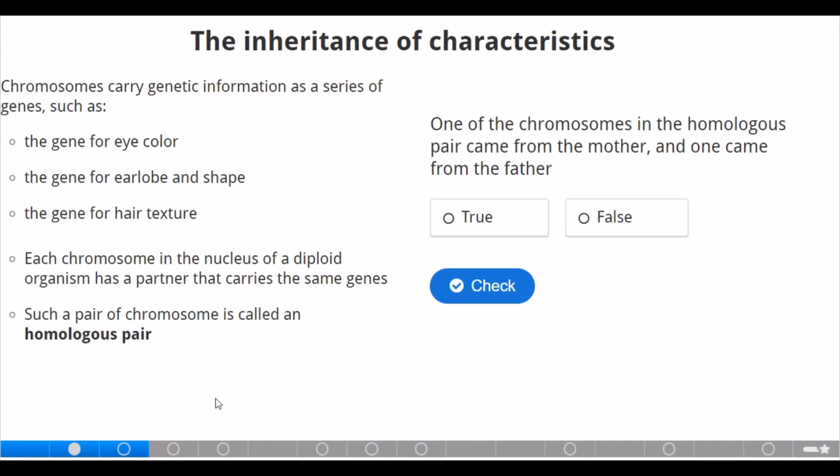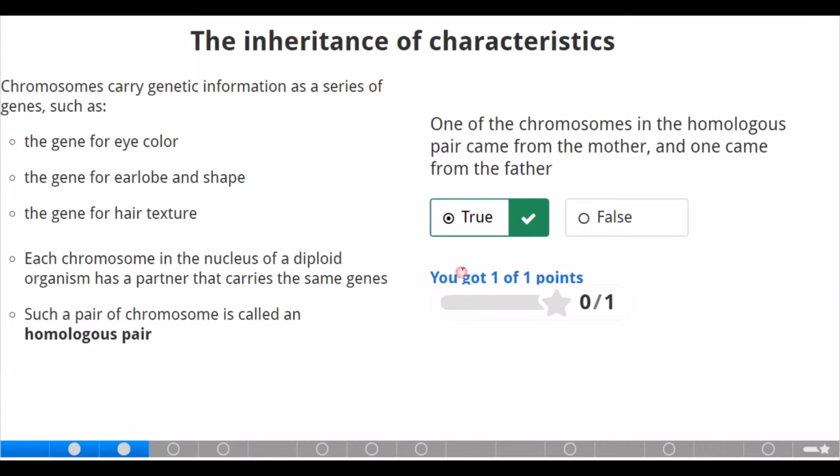Each chromosome in the nucleus of a diploid organism has a partner that carries the same genes. Such a pair of chromosomes is called a homologous pair. One of the chromosomes in the homologous pair came from the mother and one came from the father. True or false? True.